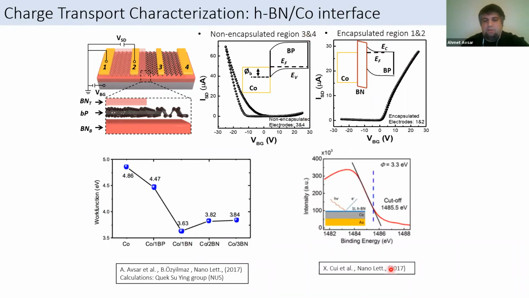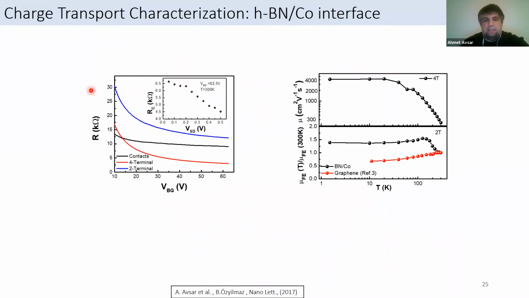And at the same time, the group of Jameson from Columbia also realized this kind of electrodes, cobalt boron nitride for MoS2, and they also did some XPS studies on the structure, and they could see that the work function of cobalt hBN becomes 3.3 eV. So by just inserting an hBN, you can completely change the work function. And in these devices, we could already see extremely high mobilities. So we could see mobilities of easily 4K at low temperature, and even in two terminal, we could see this nice transport characteristic.